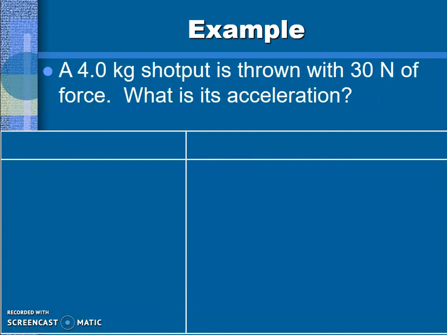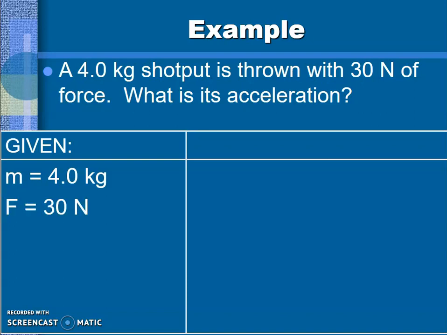How about this example problem? A 4 kilogram shot put is thrown with 30 newtons of force. What is its acceleration? Okay, break it out. What do I know? Well, I have 4 kilograms. What type of unit is kilograms? Hopefully you said mass. That's a mass, so I know M. It is thrown with 30 newtons of force. So newtons tells me it's force, and then also the next word tells me it's force. So F equals 30 N. What is its acceleration?